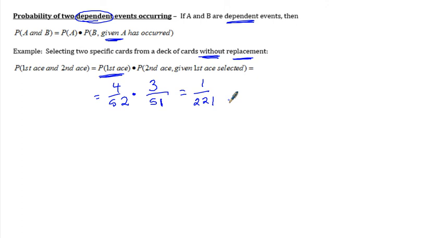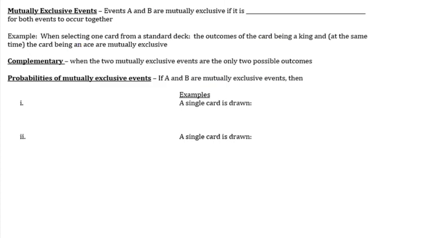So let's flip the page and look at mutually exclusive events. Mutually exclusive means that events A and B can't happen together. It's not possible for them to happen together. If it's not possible for 2 outcomes to happen together, they are mutually exclusive. So for instance, if you're picking a card from a deck, the outcomes of that card being a king and at the same time being an ace, that's impossible, right? You either have a king or an ace. You can't have both. So that means that is a mutually exclusive event. Okay, pulling a card and having it be a king and an ace is mutually exclusive.